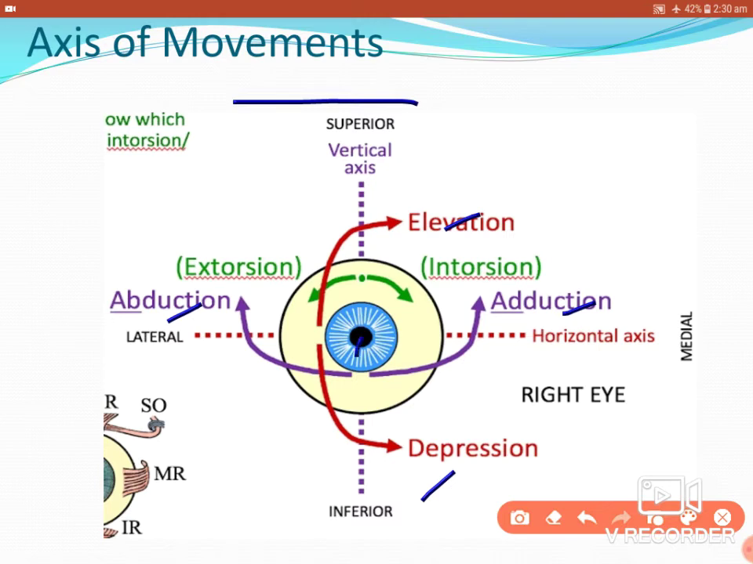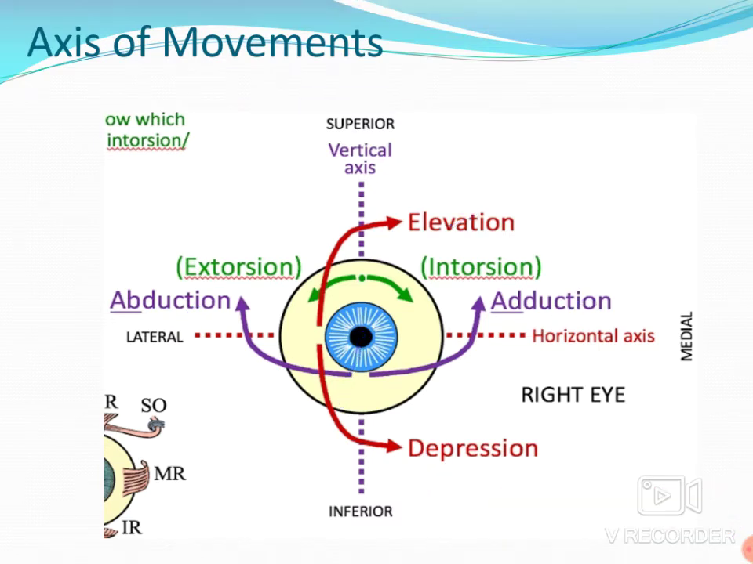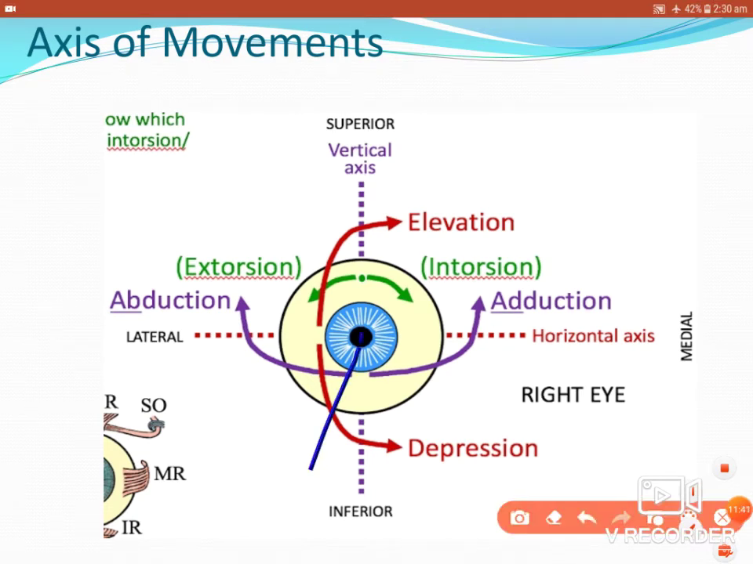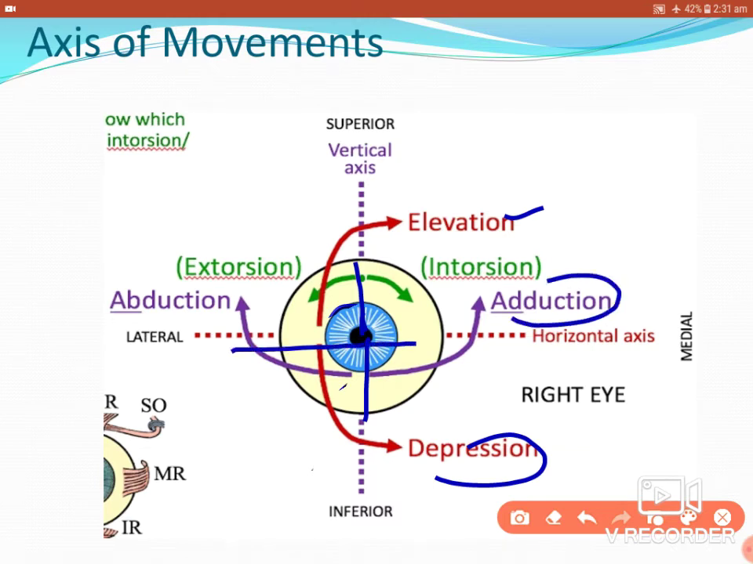Here you can see the pupil. This is the iris, you can see the cornea, this is the sclera. So, we will use this pupil in terms of these movements. The pupil moves upwards, that is the elevation, downwards, that is the depression. It goes medially, that is the adduction, goes laterally, that is the abduction. Moreover, there is also intorsion and extorsion.